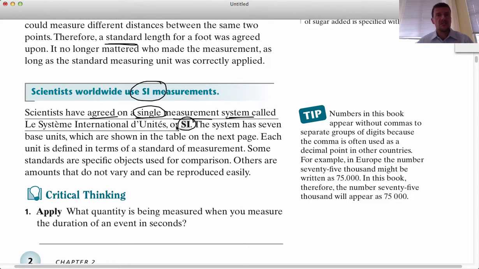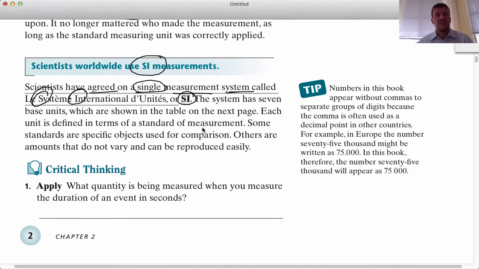It actually comes from French. It is Le Système International d'Unités. So in English, it's the International System, but in French, it's Le Système International. Basically there are 7 units that we call the base units. Those base units are the foundation of measurements in chemistry.